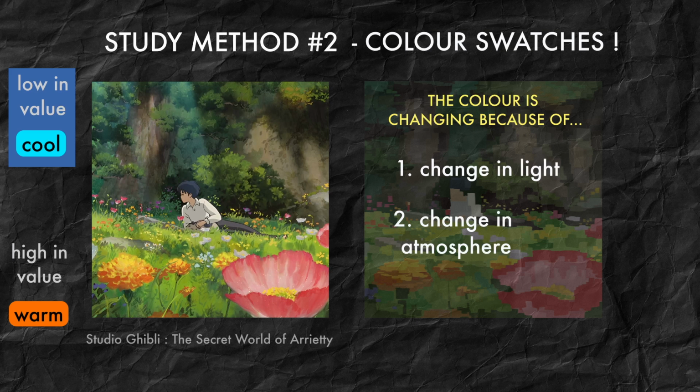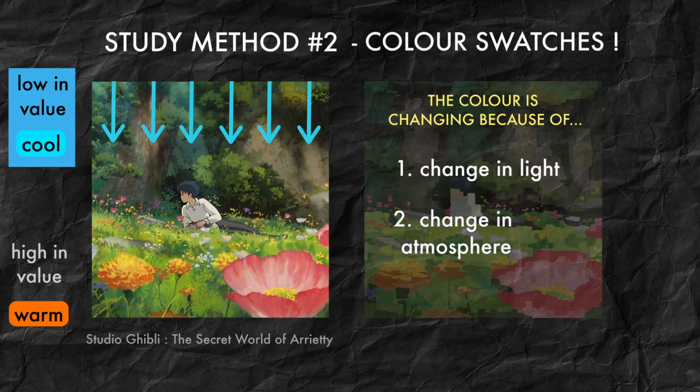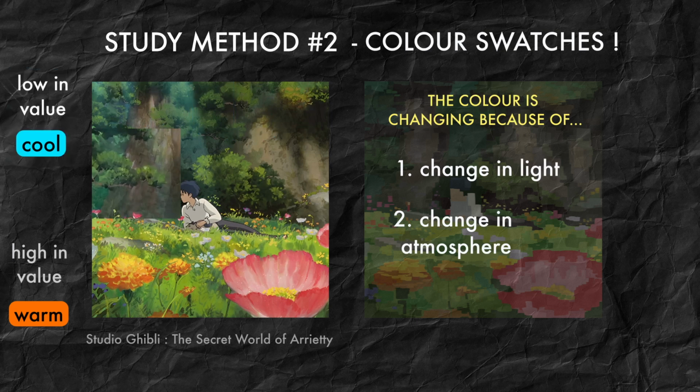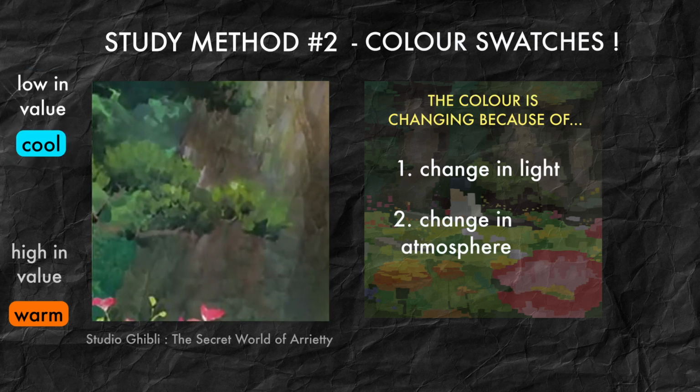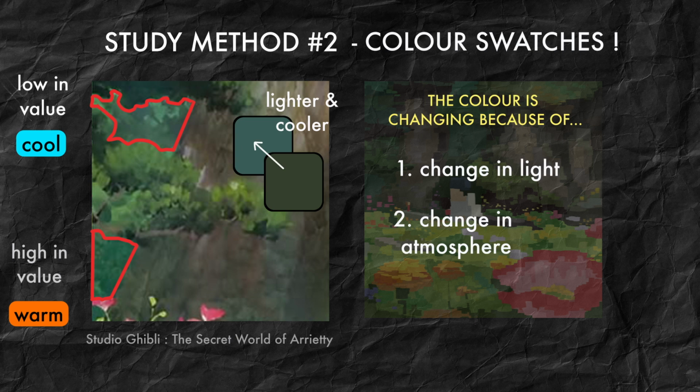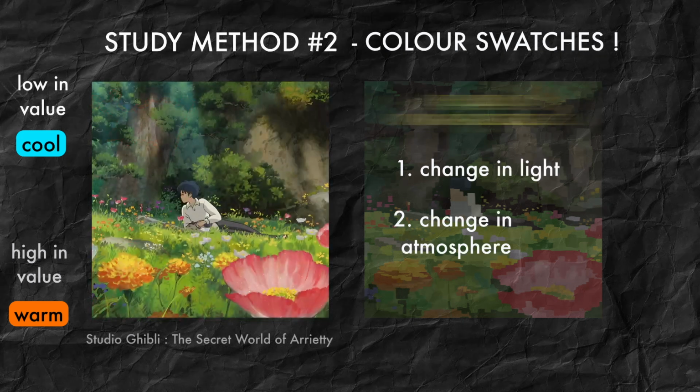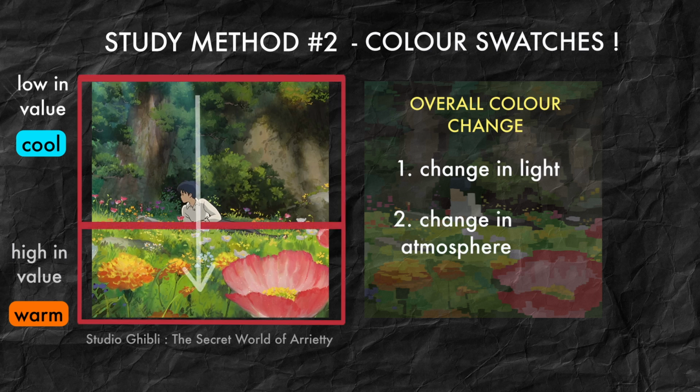But the background is getting even cooler because blue skylight from above is hitting it and moving it towards the blues. And in the more distant parts in the background, like here and here, it gets lighter in value and even cooler when compared to the more closer parts of the background. This is because of atmosphere. There can be atmosphere like mist or fog in this kind of dense forest, and it makes the forest feel vast and deep. This is an overall color change from one large area to another large area.